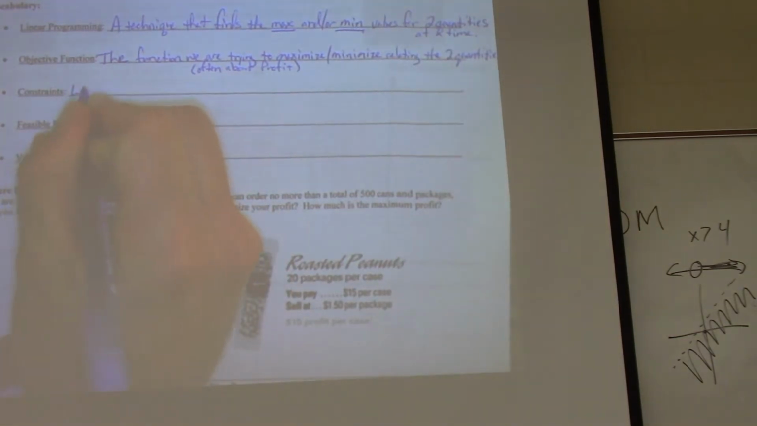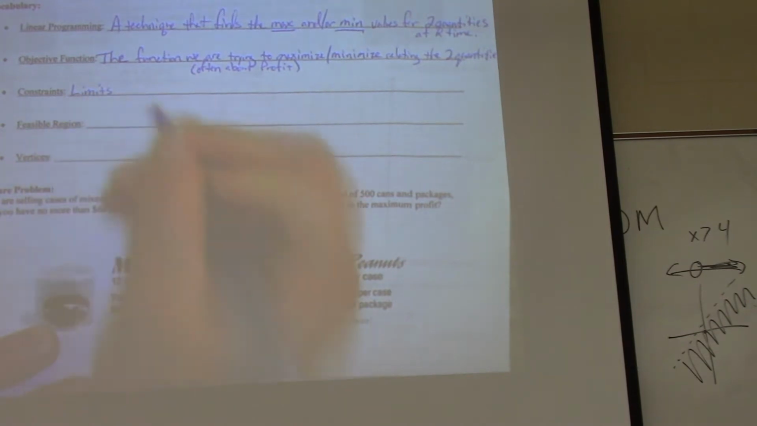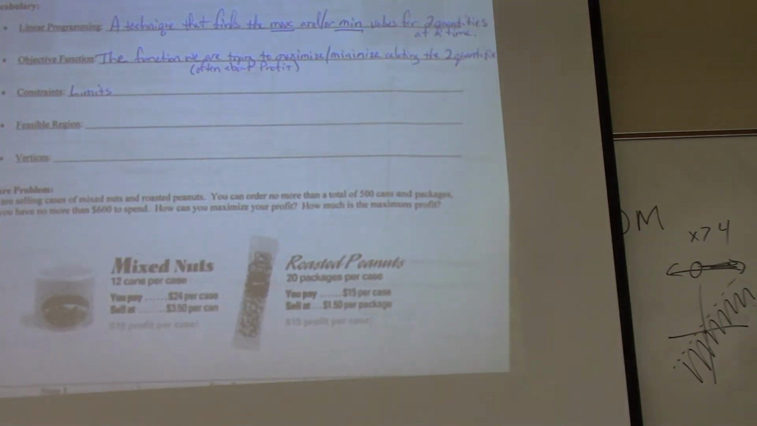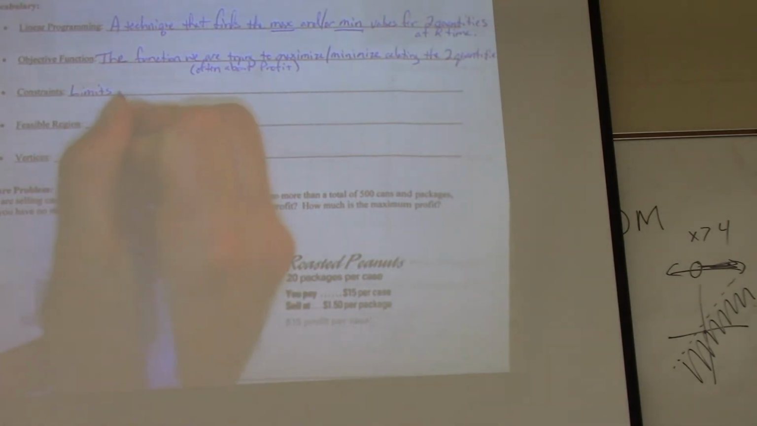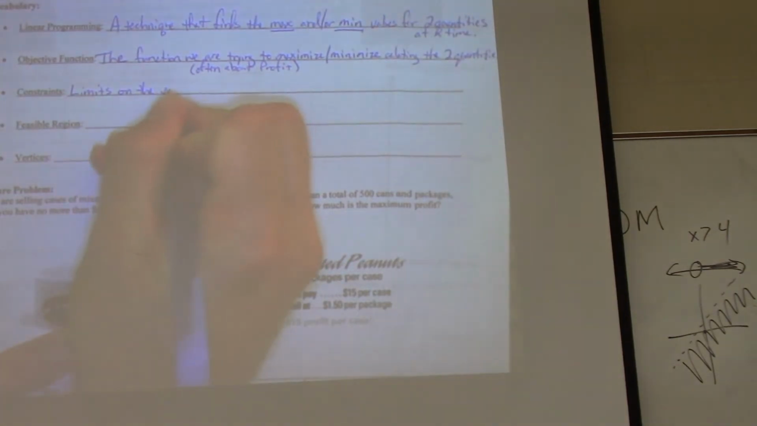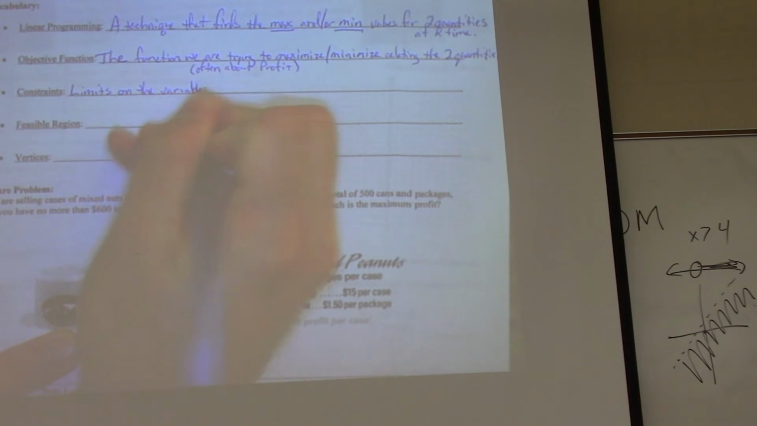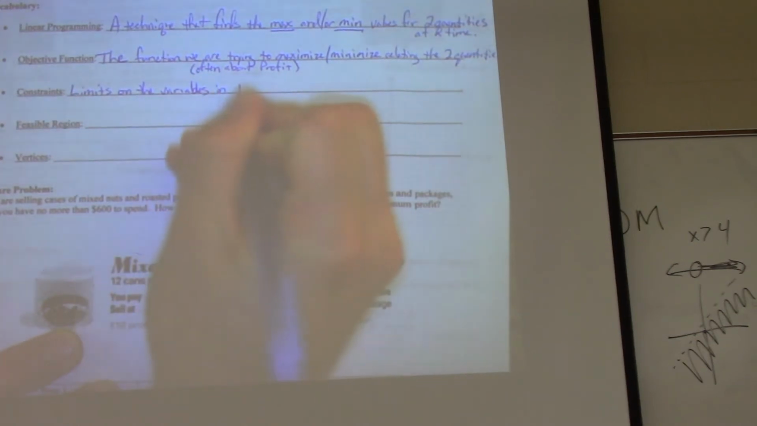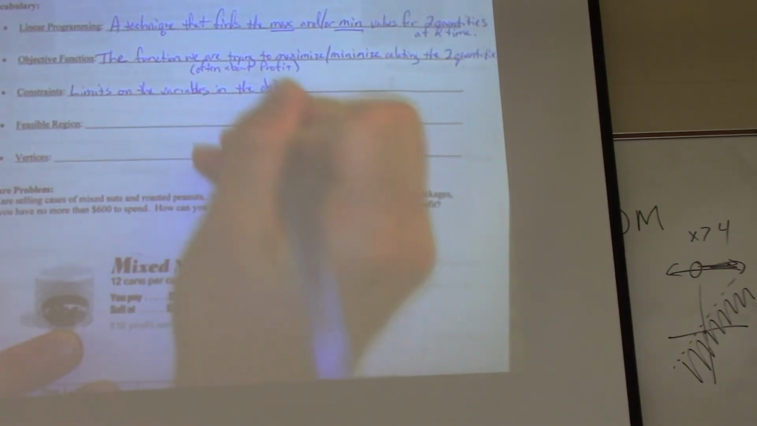Constraints are the limits. What does it mean to constrain somebody? Hold them back. And that's what constraints are in this too. They are basically, we can't go past this amount. So they are the limits, holding it back, on the variables in the objective function.